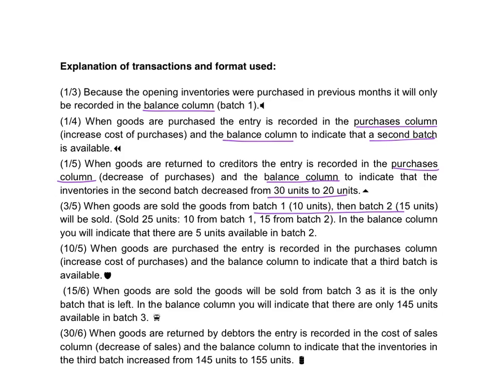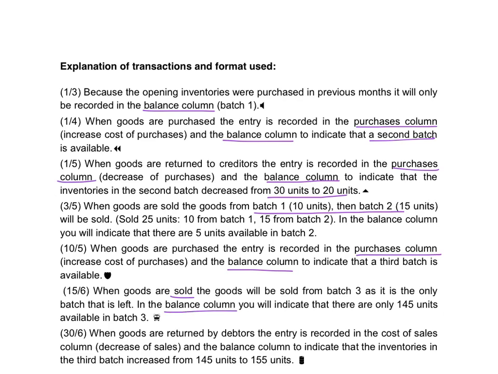Every time goods are purchased, you will record it in the purchases column to increase cost of purchases, and in the balance column to indicate a next batch that's available. When goods are sold, the goods will be from the last batch, because there was nothing left over from batch number 1 and 2, and you will indicate in the balance column how many units are available.